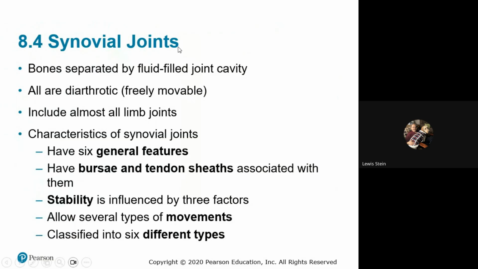Includes almost all limb joints. There's very limited exceptions. I don't necessarily buy all these 6 general features, at least not in their degree of importance. I think they're full of baloney. Many of them have what are called bursae or tendon sheaths. These are additional sacs of synovial fluid that either surround things or form between them. Some of them we are born with, some of them we acquire because of the activities we do.